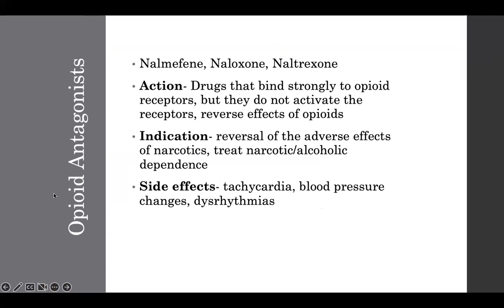So for opioid antagonists, these are drugs that bind to opioid receptors, but they don't activate the receptor. So it kind of reverses the effect of an opioid. That's why naloxone is our reversal agent. That's what you're going to use if you're noticing respiratory depression in your patients. Side effects are increased heart rate. Sometimes, it actually affects people differently. Sometimes it can lower their blood pressure, or sometimes it can make it go really high. And that's why you have dysrhythmias as well, because it affects the whole cardiac system.